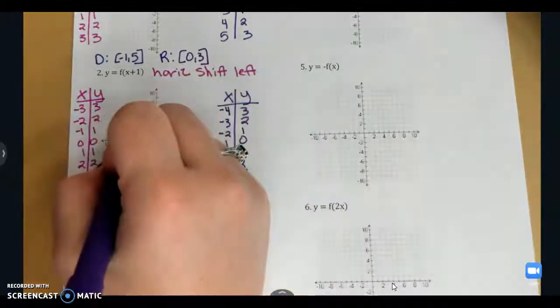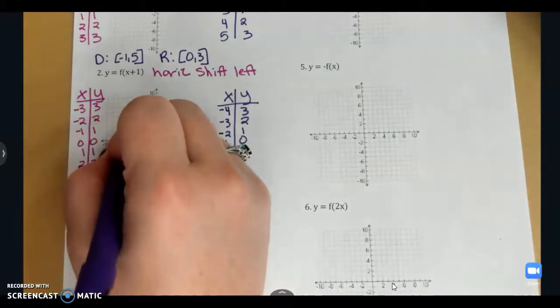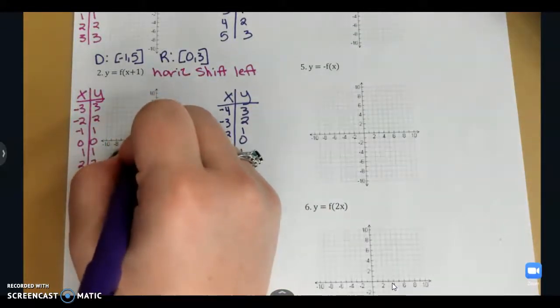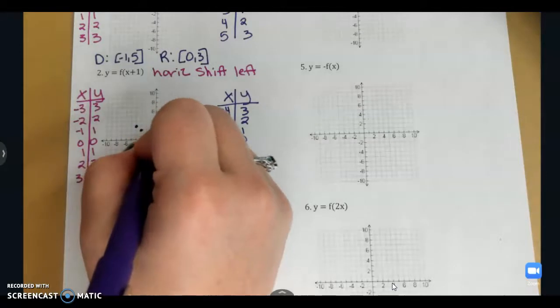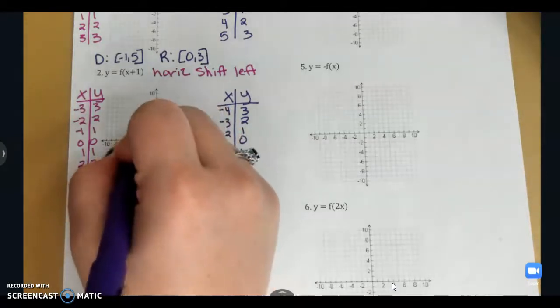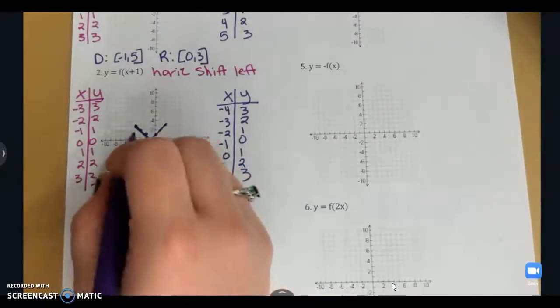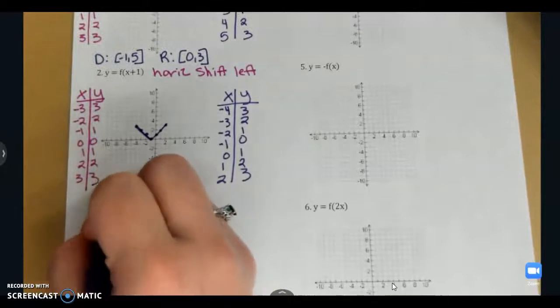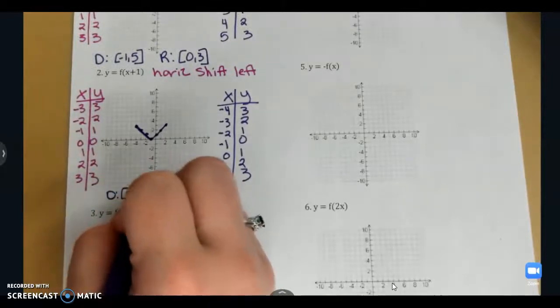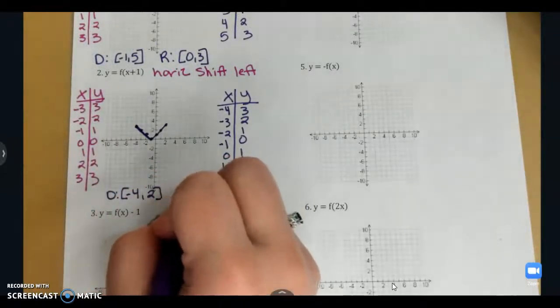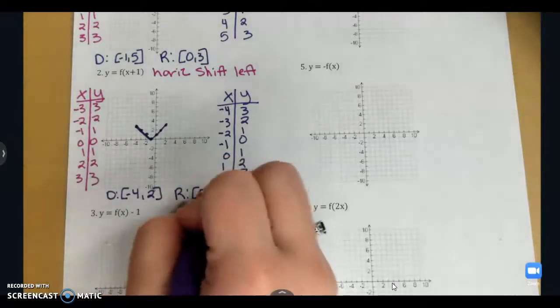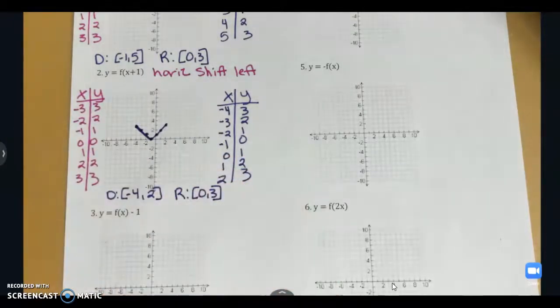And we will plot our new points. And there is my transformed graph. So my new domain is from -4 to +2. And my range, again, did not change. When we shift horizontally, it only changes our domain.